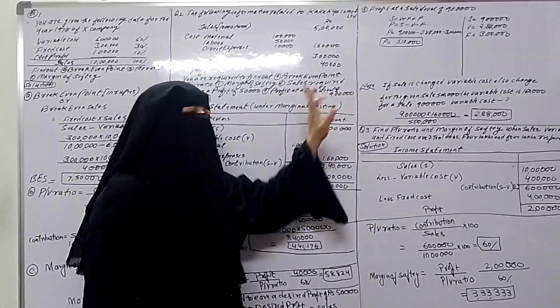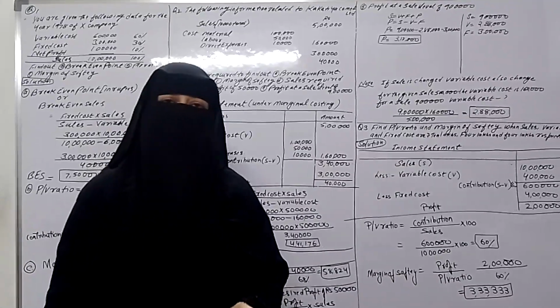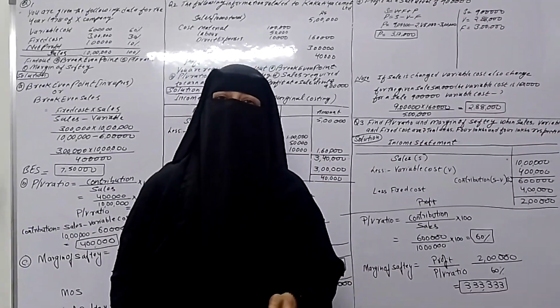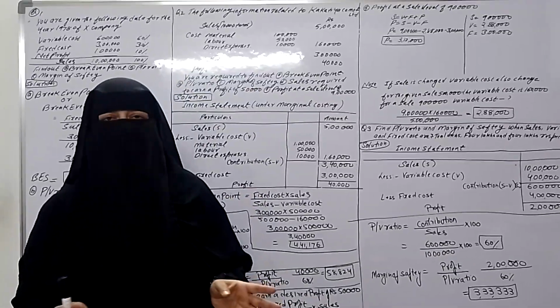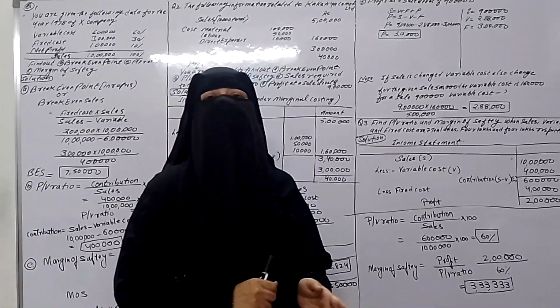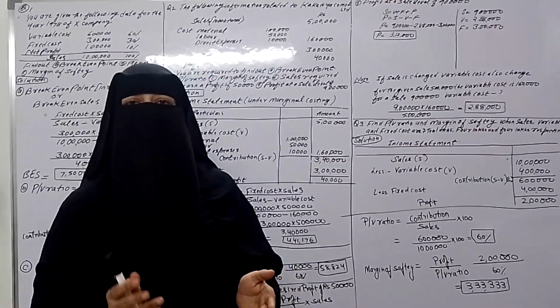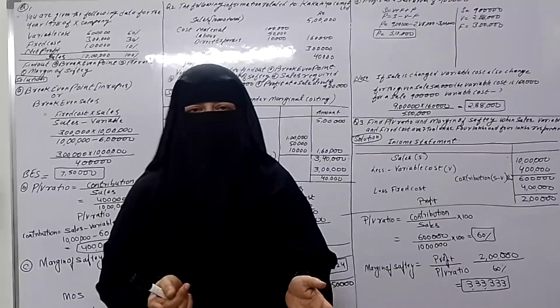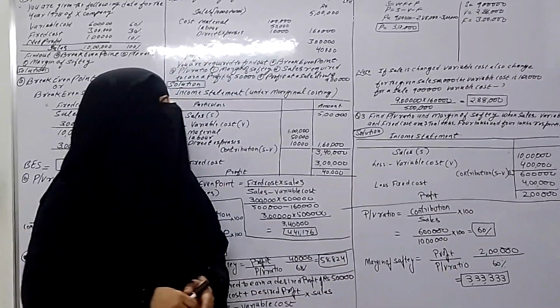In my previous videos, I explained what is fixed cost and what is variable cost. Fixed cost is the cost which remains constant, the cost which is not changed. And variable cost is the cost which is fluctuating in nature, which increases if the production is increased, and decreases if the production is decreased.